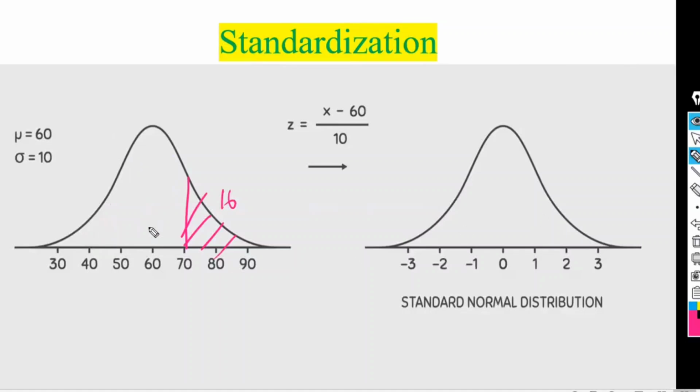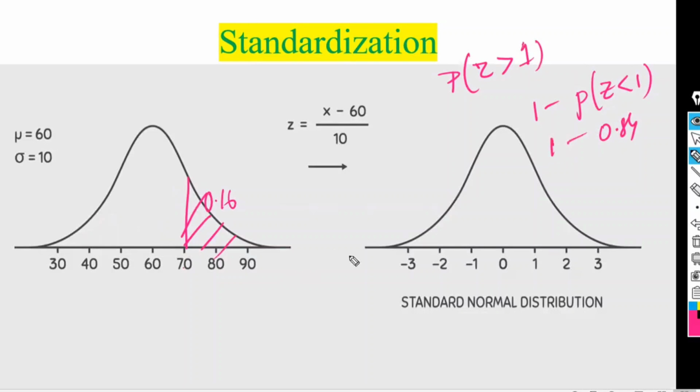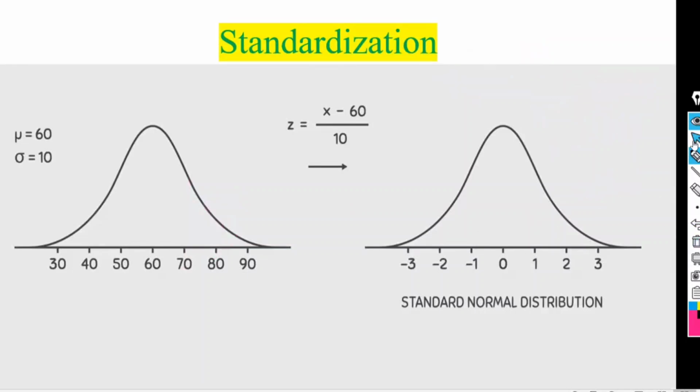Now how you have to calculate in the Z scores, the same thing. First you have to calculate for 70. P of Z greater than 1. Now 1 minus P of Z less than 1, which is nothing but this value is 0.84. 1 minus 0.84, that is 0.16. Whenever you want the right side area, you have to do 1 minus. In the entire Z tables, you always get the left side value.